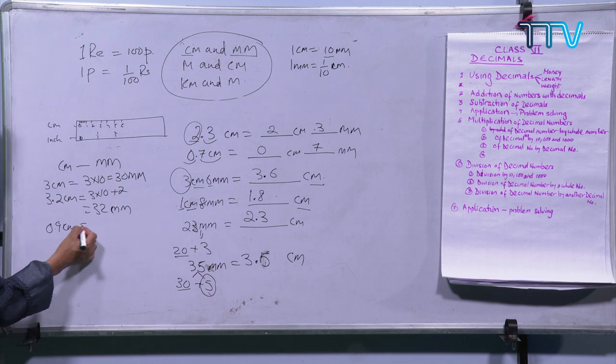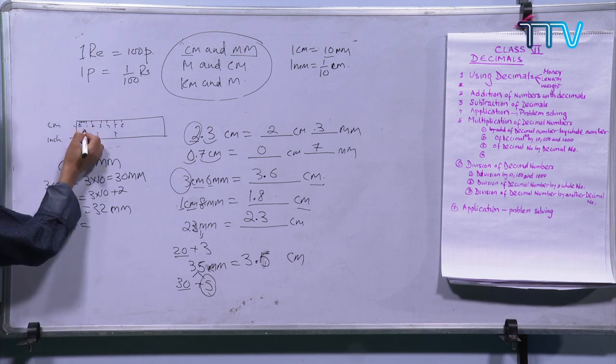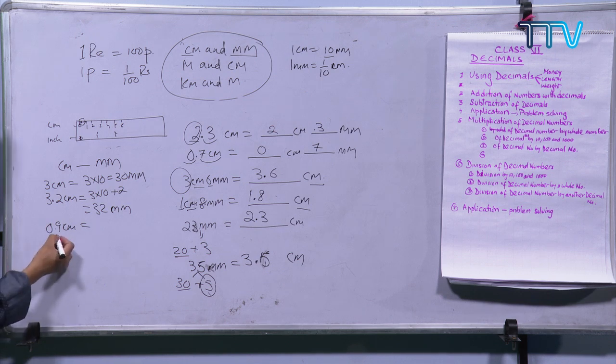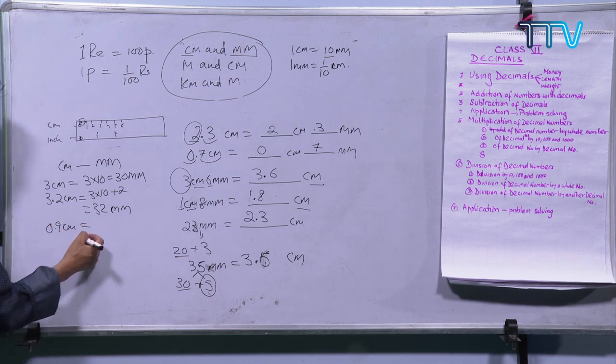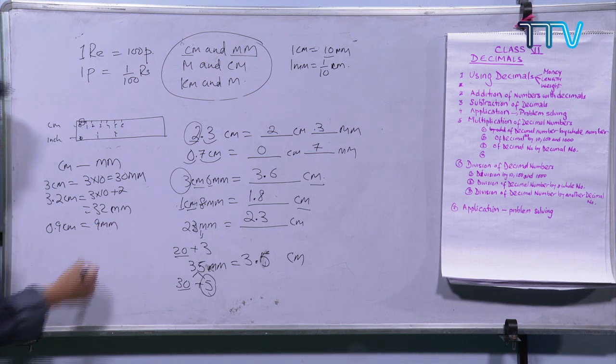0.9 centimeter to millimeter. Yes, that's 0.9 centimeter. 0.9 centimeter is equal to, you can write as, 9 millimeter. That is 9 millimeter.